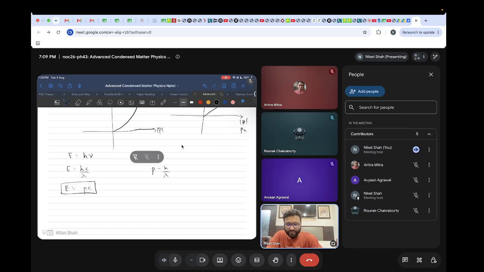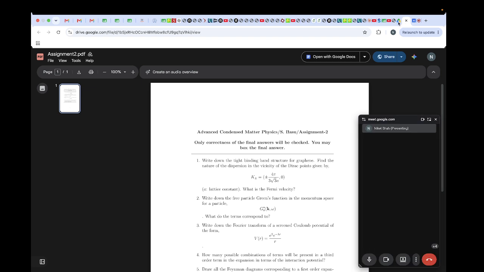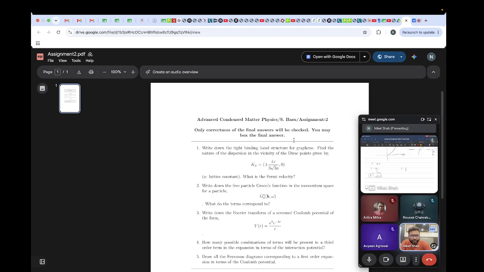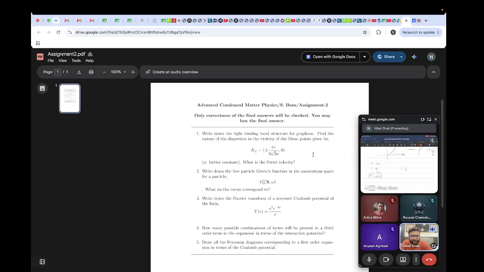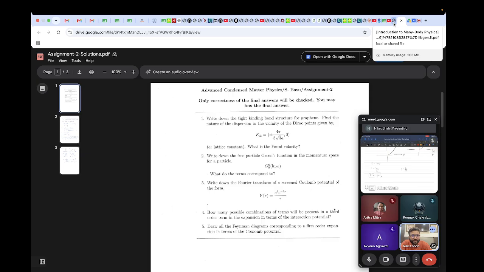Okay, so this is the first problem. This is how you're supposed to write down the tight binding structure, and you have to find the nature of the dispersion in the vicinity of Dirac points. Now let's try to solve another problem which is not in your assignment. This is given in your assignment, so there are other steps also, like what is the Fermi velocity and all, so you can do it by yourself. But let's do a new problem now.